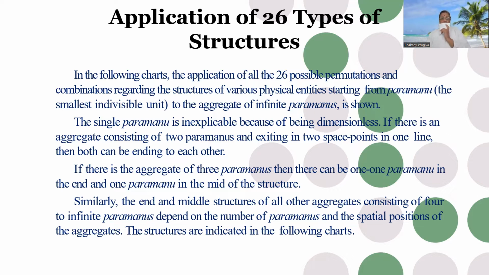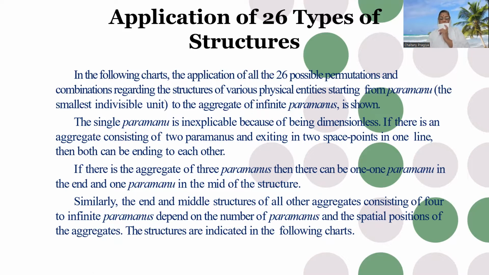So among them, the Paramanu is already discussed, that it has no structure, it has no ending, no middle, it is completely dimensionless. But other aggregates which are constituted of 2 atoms or 3 atoms or an infinite number of atoms may have many different endings or also a middle part. So you can see here that if there is the aggregate of 3 atoms or 2 atoms, then it is very difficult to say that there is some middle part.